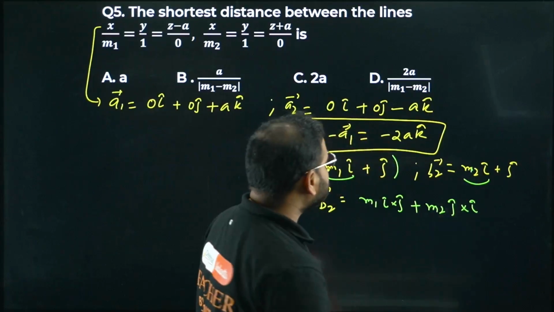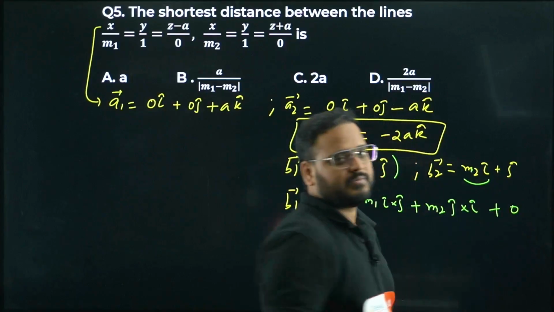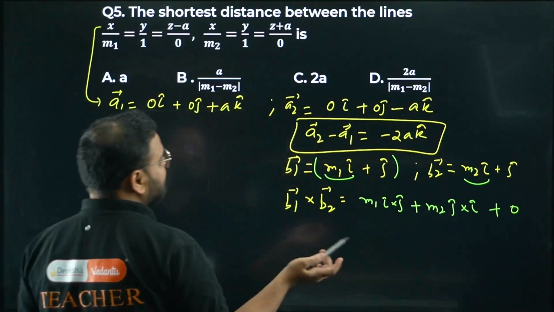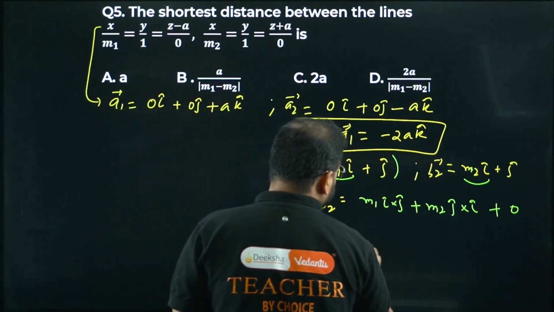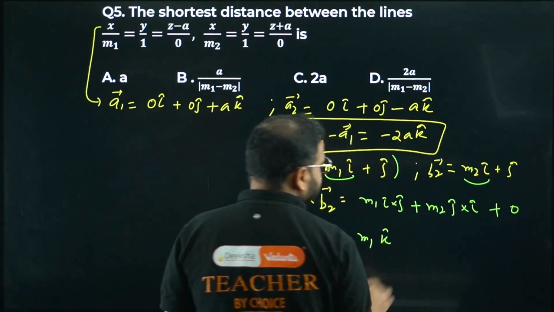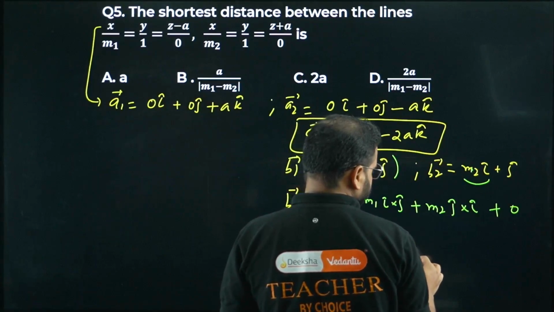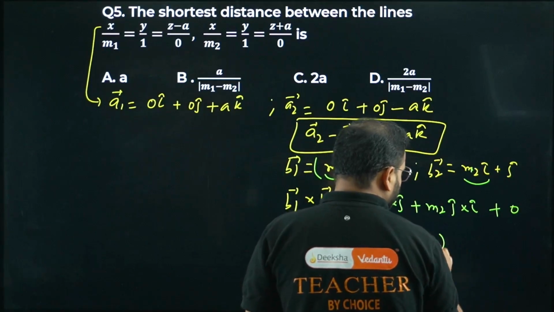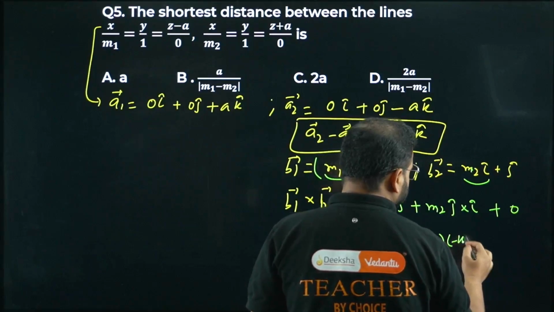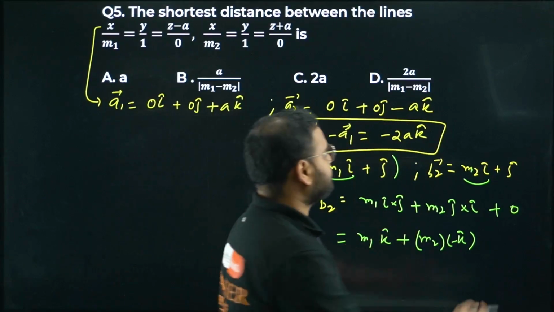Let's move on now. Same way we're gonna do j with j. It'll be again 0 only. j with j is 0, right? Because sin 0 will be 0 only. What I'm getting over here, please check here. I'm getting m1 I cross j, which is nothing but k cap, and we get here plus m2, and j cross I will be minus k cap. Minus k cap.